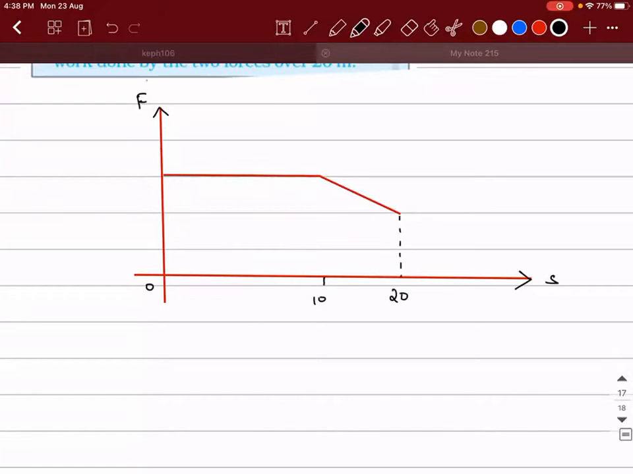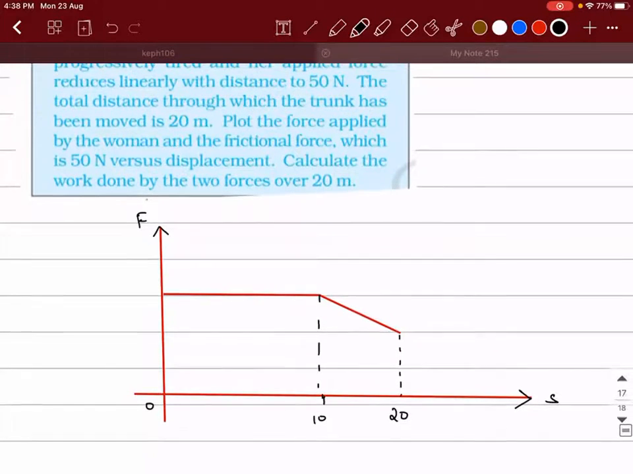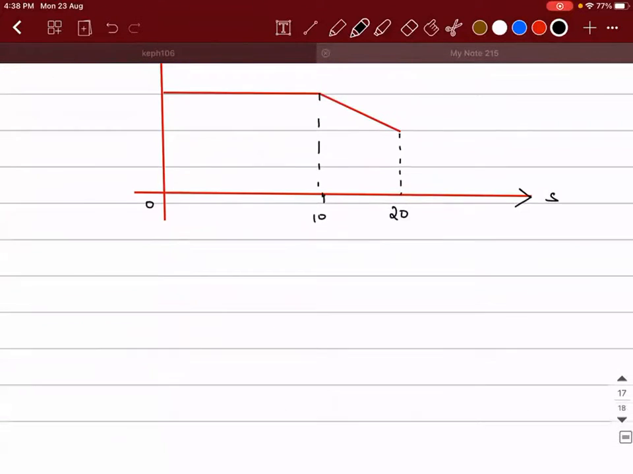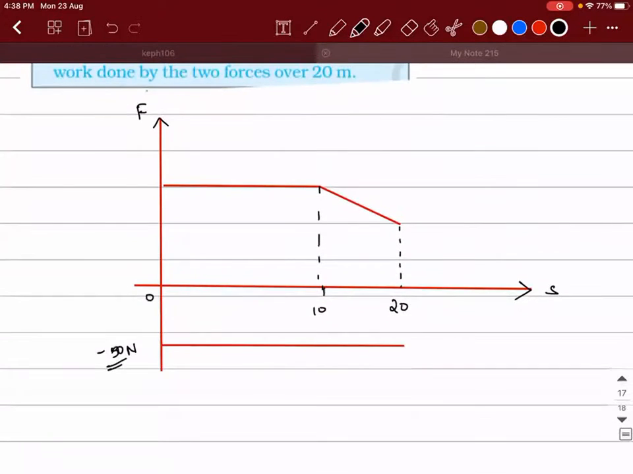So at the position of 20 meters, the force has dropped by 50%. Now, plot the force applied by the woman and the frictional force, which is 50 Newton. Frictional force will act in the opposite direction, so it is generally taken to be negative. There is always a force of minus 50 Newton continuously acting on the object. So this is the graph.